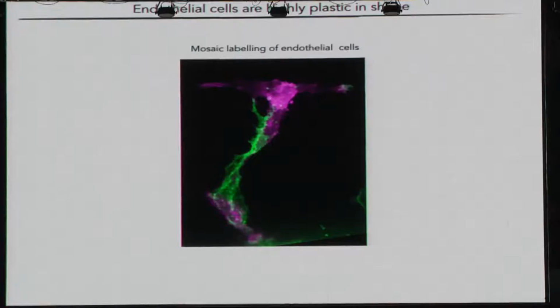When we look at the blood vessels, you can see that no one endothelial cell looks alike. This is a tip cell, and you can see that it is T-shaped. The following stalk cell is more elongated with protrusions, and the cell at the bottom is more compact. So no one cell looks the same.